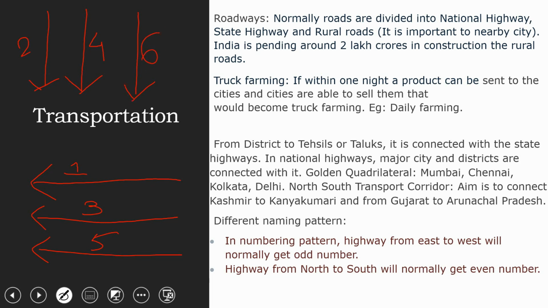Okay, now observe one thing. There is one thing you have to observe. This is east to west, but if you see, the numbering pattern is actually downward, that is north to south. Okay, so the highways are from east to west, but the numbering pattern will be in the north to south direction.